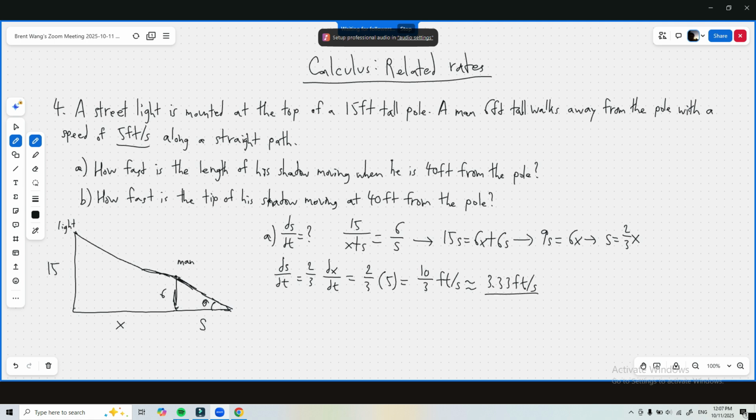Now B, how fast is the tip of his shadow? The tip, this point right here, how fast is this moving at 40 feet from the pole? Well, the tip is really easy to find. There's two moving forces. The tip's rate of change is simply equal to dx/dt plus ds/dt, which is equal to 5 plus 10 over 3, which is equal to 25 over 3 feet per second, or roughly 8.33 feet per second.